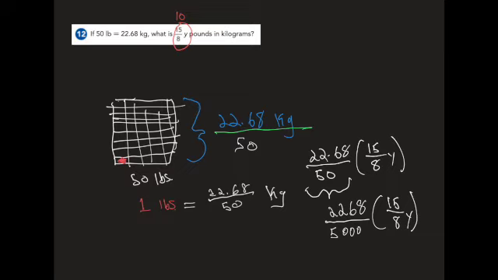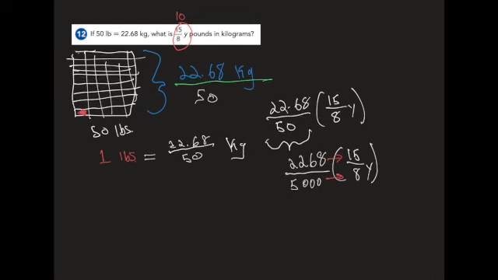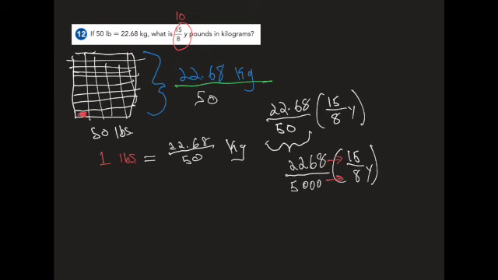And to find that final answer, you're going to multiply across. You can cross reduce, of course. And then your final answer, as a decimal, is going to be 0.8505 kilograms.